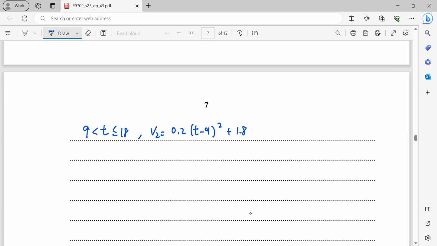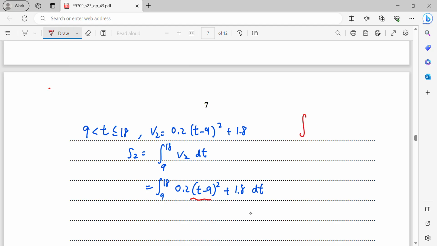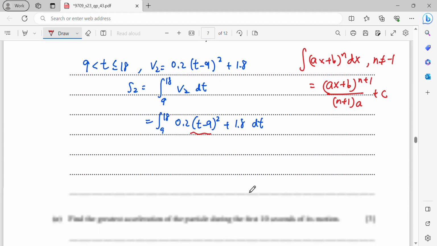Again, the displacement S is the integration of the V2. So now my S2 will be the integral from 9 to 18 of V2 dt. So it becomes the integral from 9 to 18 of 0.2 times (t minus 9) squared plus 1.8 dt. To integrate the first term here, I will have to use the formula for (ax plus b) to the power of n dx, provided that n is not minus 1. So you rewrite the whole function, the degree becomes n plus 1, then over n plus 1. Now you differentiate the ax plus b, it will be a. Okay, this is the formula that I'm using.